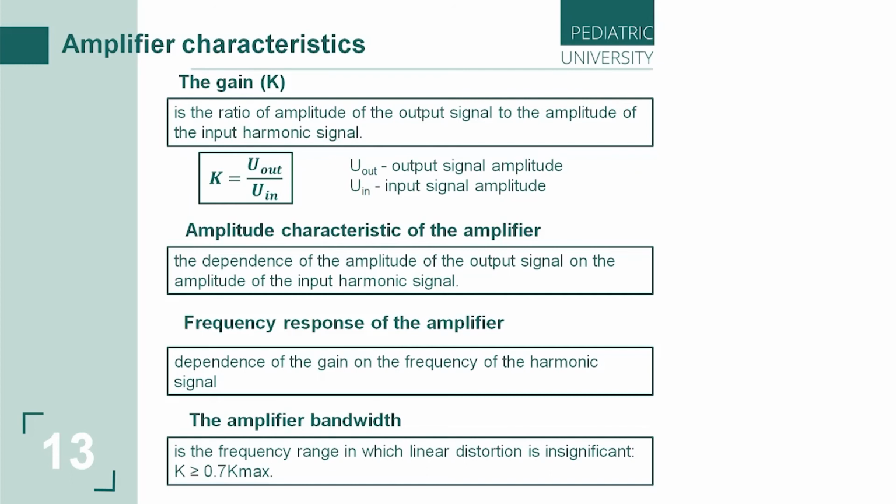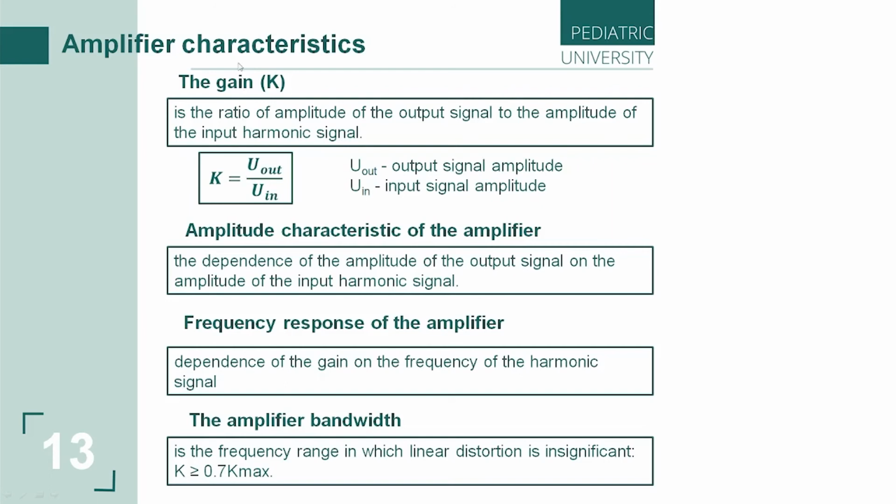Any periodic signal can be represented as a sum of sinusoidal signals, the frequencies of which are multiples of its frequency. For this reason, all properties of an amplifier are studied for harmonic signals with different frequencies and amplitudes. So, the most important characteristics of an amplifier are the gain and bandwidth. The quantification of the amplification effect itself is the amplification factor. The gain is equal to the ratio of the amplitude of the output signal to the amplitude of the input harmonic signal.